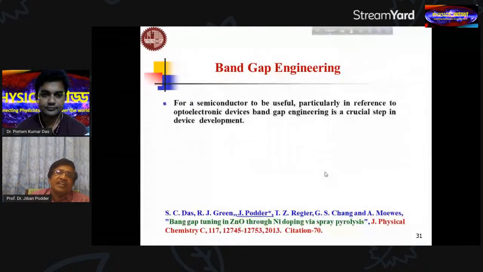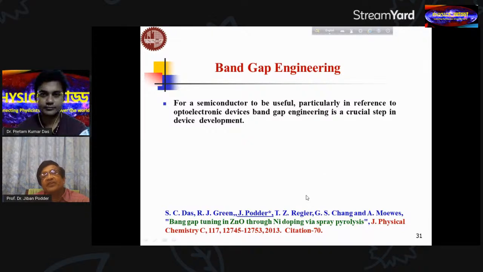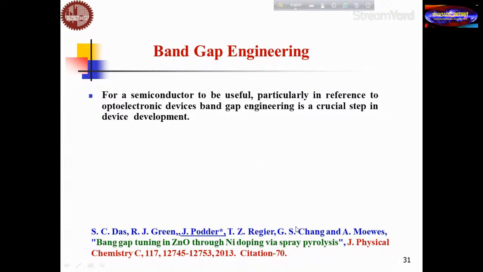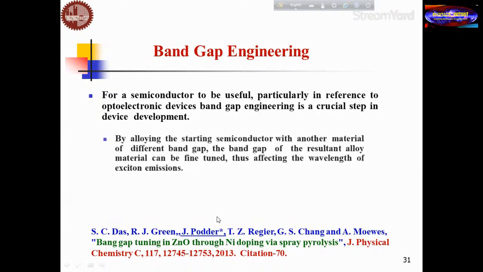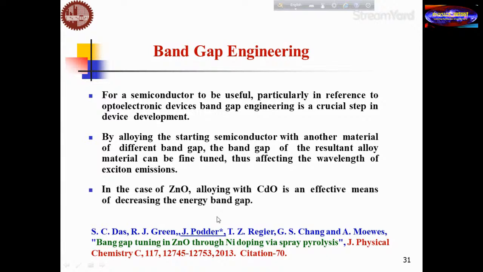So for band gap engineering, we need to tune the band gap. These are the characteristics: materials with a band gap less than 5 electron volt are semiconducting, and above 5 electron volt we can say the characteristics are insulating. They show semiconducting behavior because the transition metals have an odd number of electrons in the d shell. That is the way we tuned this band gap, and it is published in the Journal of Physical Chemistry, with crystals we grew in our lab. So in the case of zinc oxide, alloying with cadmium oxide is an effective means of decreasing the band gap energy.